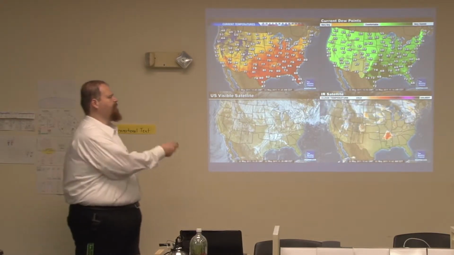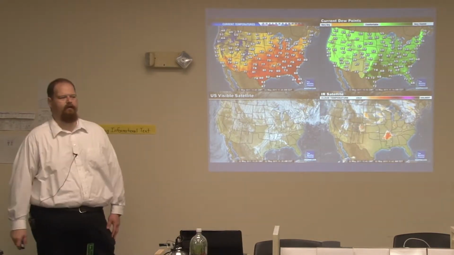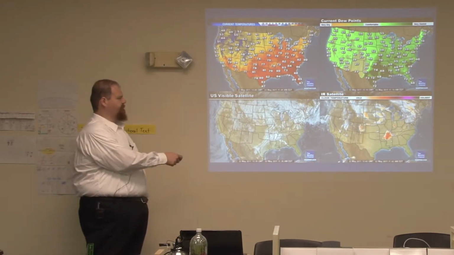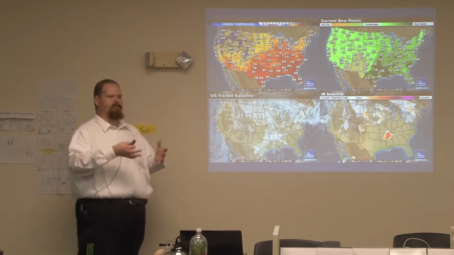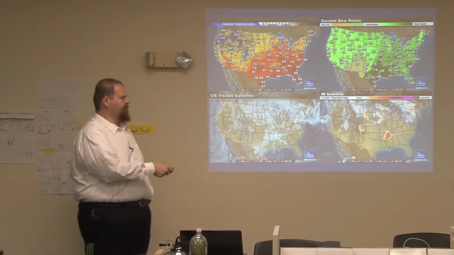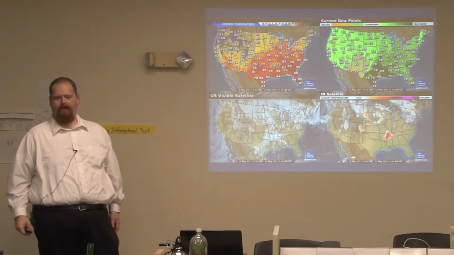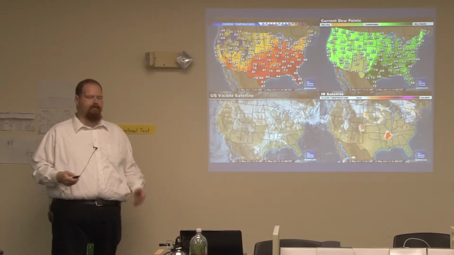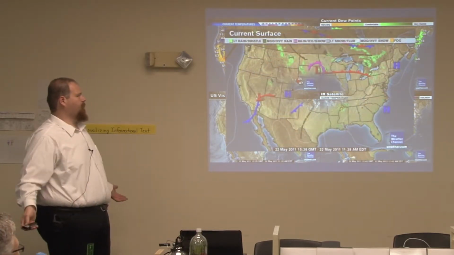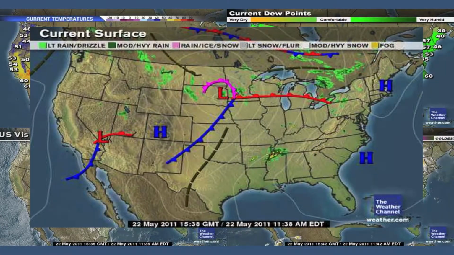So we add different types of satellite. This is what we call a visible satellite, so you can see the structure of the clouds. We can get a sense of how warm these clouds are, how tall they are. And all this information comes together to draw a current surface analysis map, which is what you just did. Obviously, they have some fancy graphics. They pay a lot of money for that and to do this.